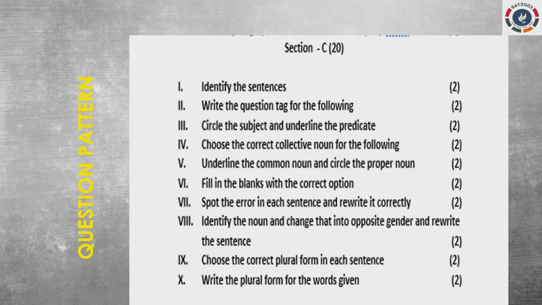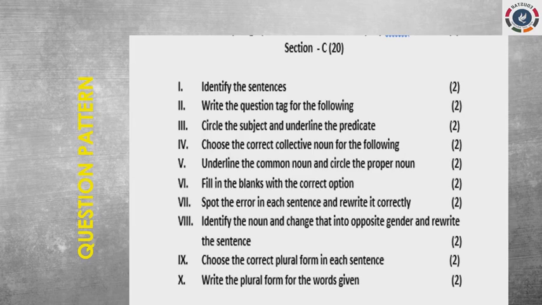Identify the noun and change that into the opposite gender and rewrite the sentence. This is from gender. First you have to identify the noun from the sentence and write the opposite gender. 2 questions I will ask, each carries 2 marks. And choose the correct plural form in each sentence. Here for the plural form spelling, you have to choose the correct spelling. Okay, it is 2 marks. 2 questions I will ask, each carries 1 mark. And write the plural form for the words given. Some words I will give, and for that you have to write the plural form. 4 questions I will ask, each carries half mark, so totally 2 marks.